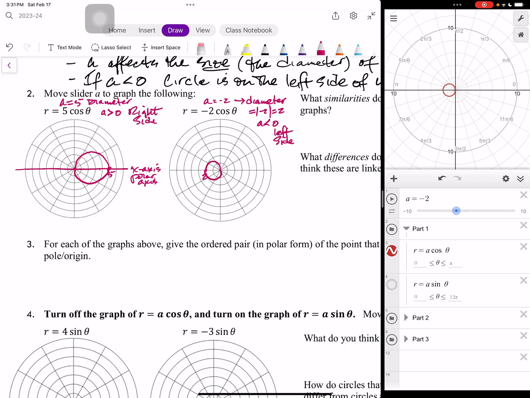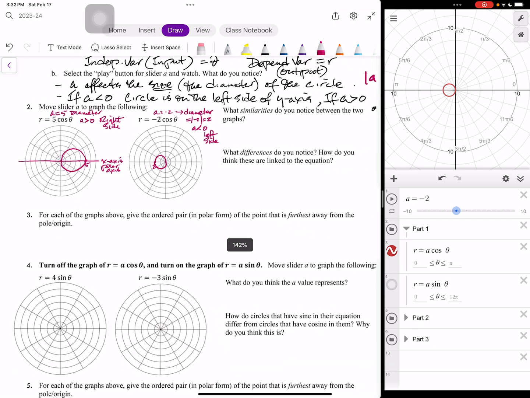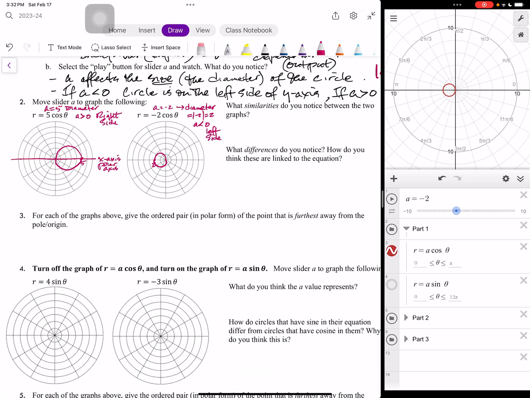There we go. And then we have to answer the other question. What similarities do you notice between the two graphs? Well, they both have x-axis symmetry, and when I say that, I'm talking about the polar axis symmetry. No problem there. Just that if A is negative, you're on the left side, and if A is positive, you're on the right side. And it says, what differences do you notice?